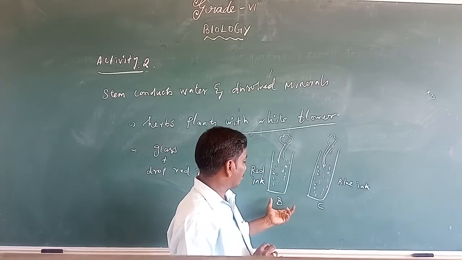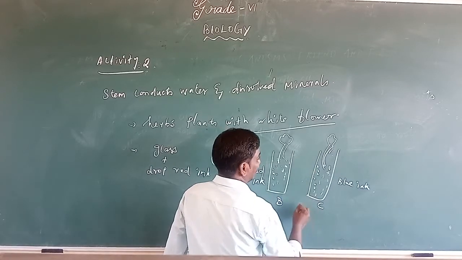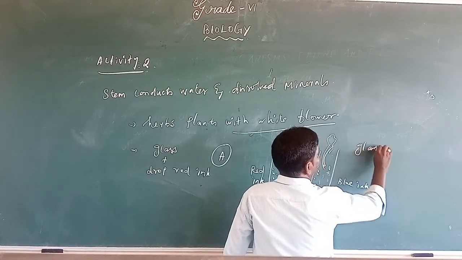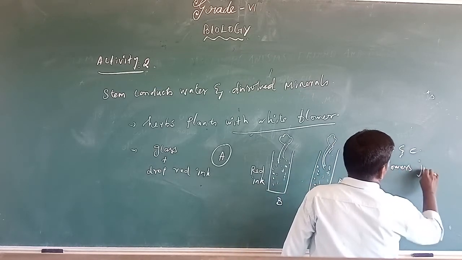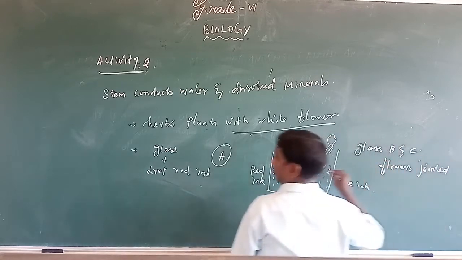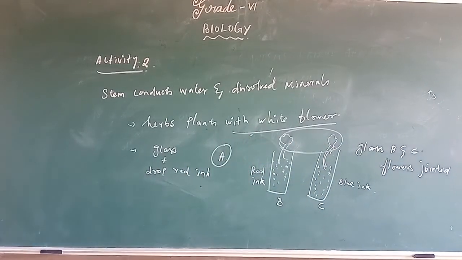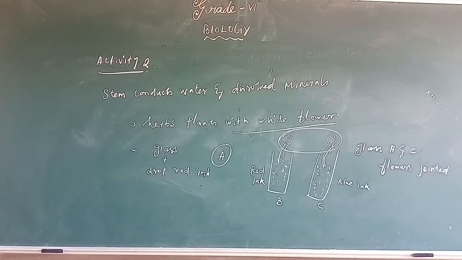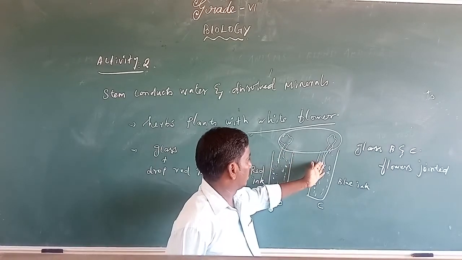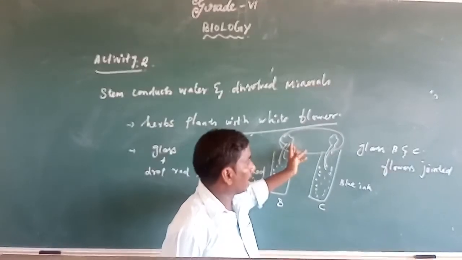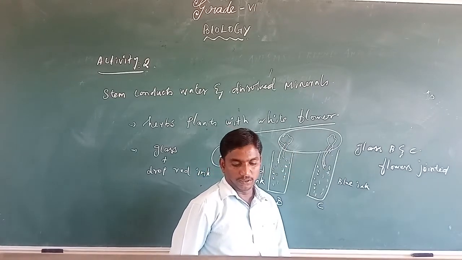In glasses B and C, the flowers are joined. So 2 flowers are joined. In glasses B and C, you put 2 herbs along with white flowers, and the flowers are joined.